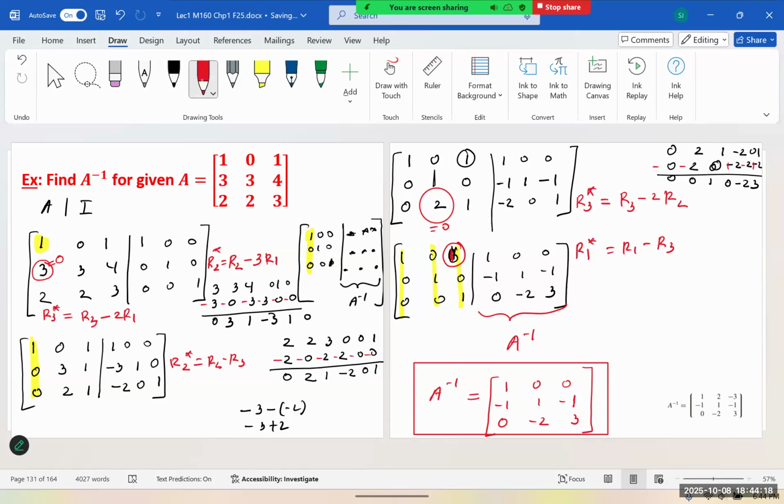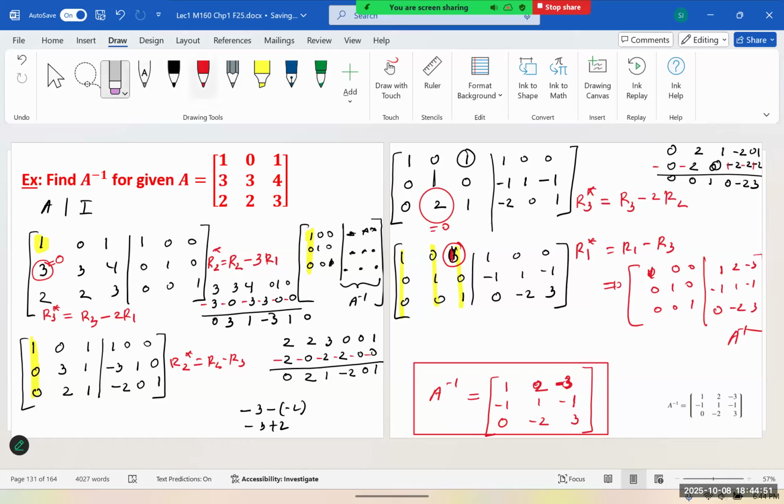So R1 minus R3 gives us 0 minus -2 is 2 here. 0 minus 3 is -3 here. Good thing I have the answer. So we have 0, 1, 0, 0, 0, 1, 0, 0, 0, 1, and 1, 2, -3, -1, -1, -1, 0, -2, 3. So this is the inverse, not here. And this is the identity matrix.